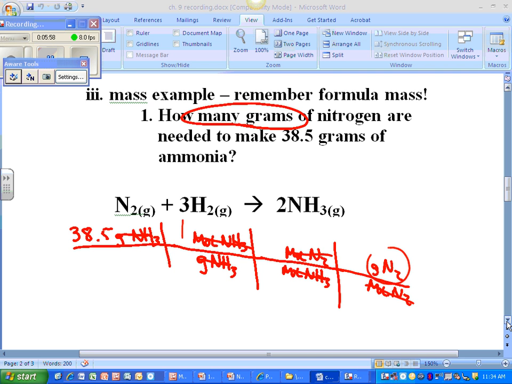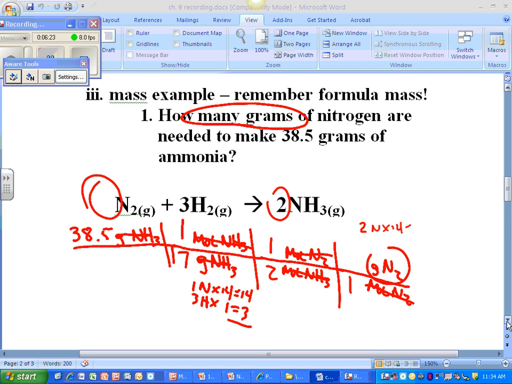1 mole of ammonia, now 1 nitrogen, 3 hydrogen. Nitrogen is 14, hydrogen is 1, so that's going to be 3. That's going to be 14. This formula mass is 17. Looking at my balanced equation, this is a 1 in front, so I put 1 there. This is a 2 for my balanced equation. And now I'd say 1 mole of nitrogen. There's 2 nitrogens times 14. That equals 28. So 1 mole is 28 grams.